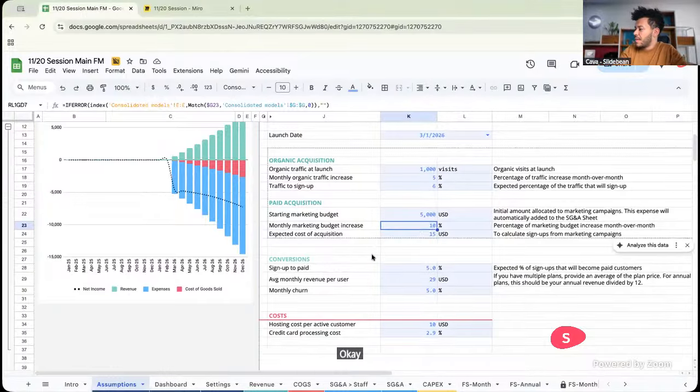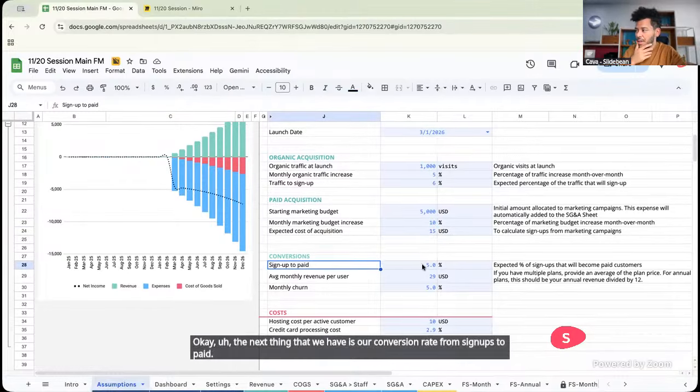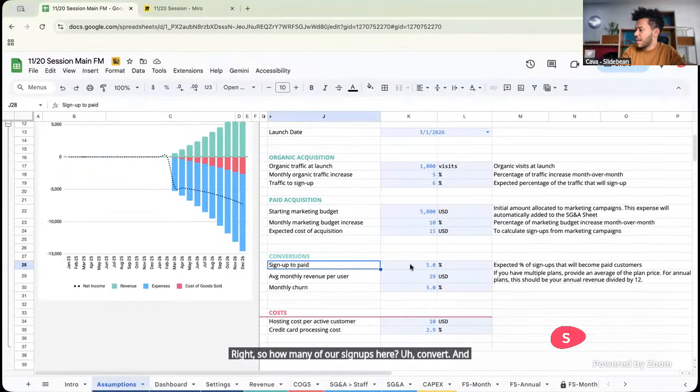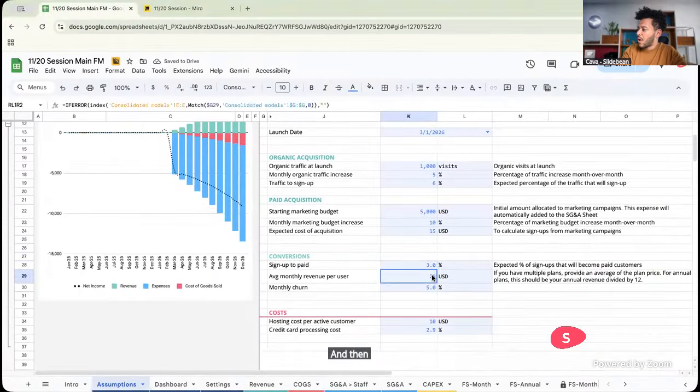The next thing that we have is our conversion rate from signups to paid. How many of our signups here convert? We said that in the US, that standard would be about 3%, so I'm just going to stick with that. And then last but not least, we have our pricing, the pricing of our products, or the average revenue per user.